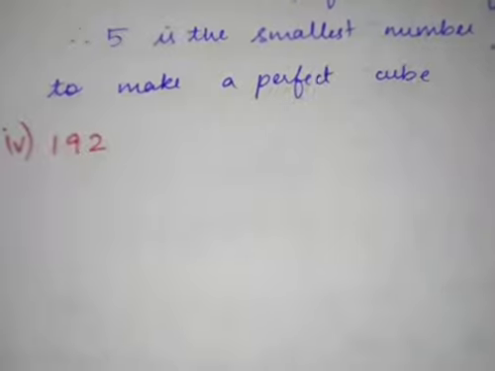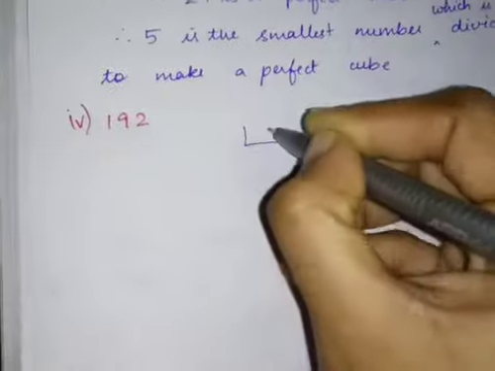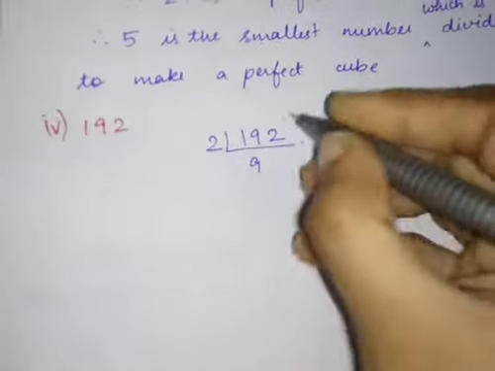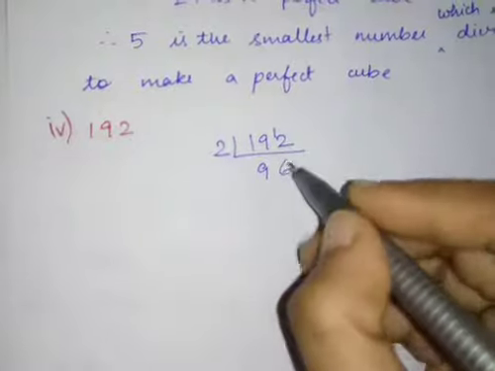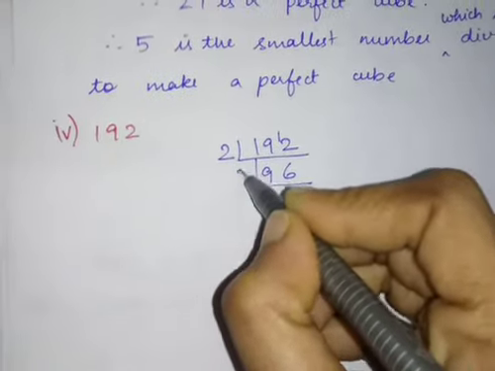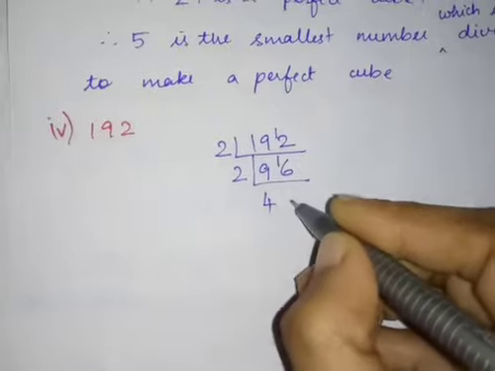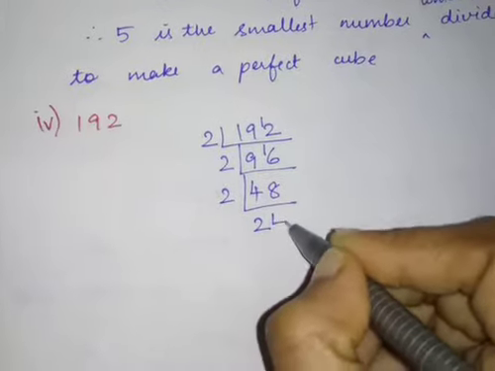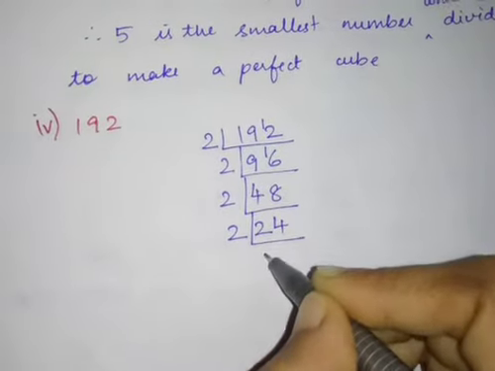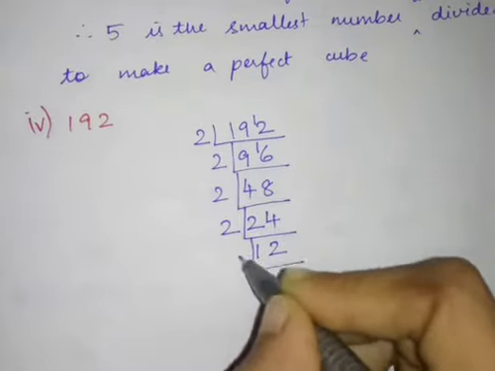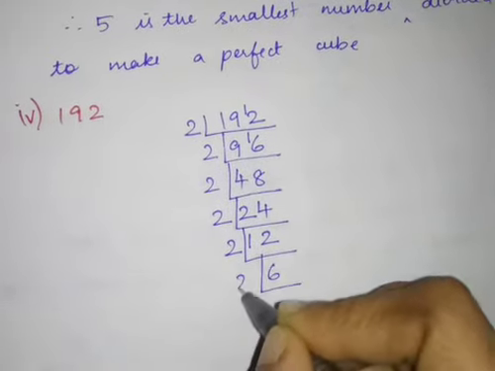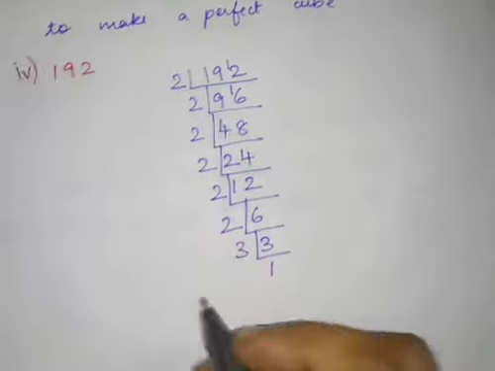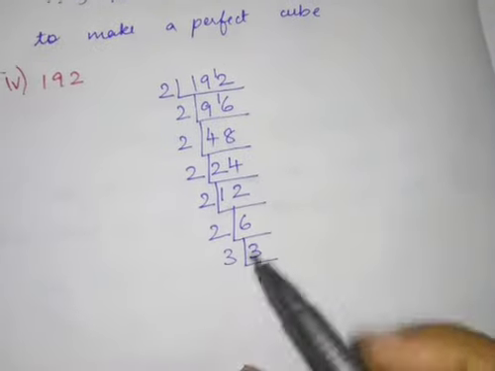192. Next problem is what? 192. So first we are going to do the prime factorization as usual. In the 2 table, 9 2s are 18, remainder 1, 6 2s are 12. Then in the 2 table, 2 4s are 8, remainder 1, 8 2s are 16. Then 2 2s are 4, 2 4s are 8. Then 2 1s are 2, 2 2s are 4. Then 2 6s are 12. 2 3s are 6. Then 3 1s are 3. See, all 2s come, then 1 3 is there.